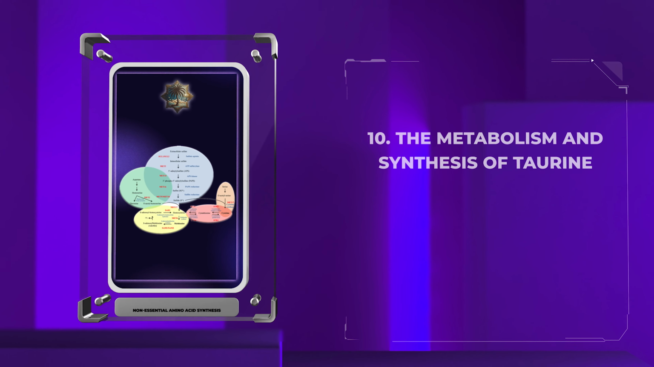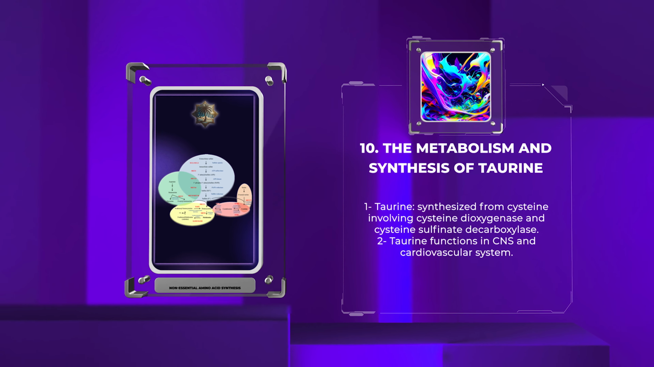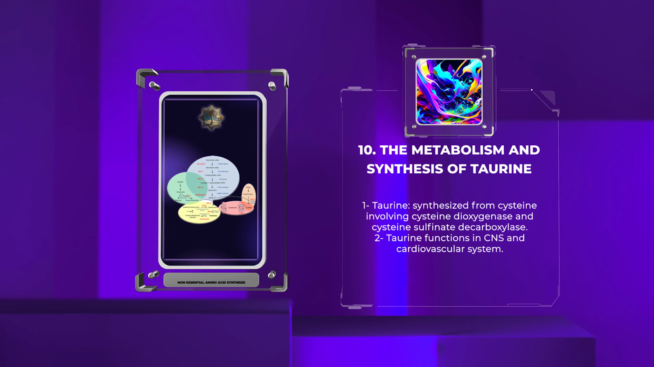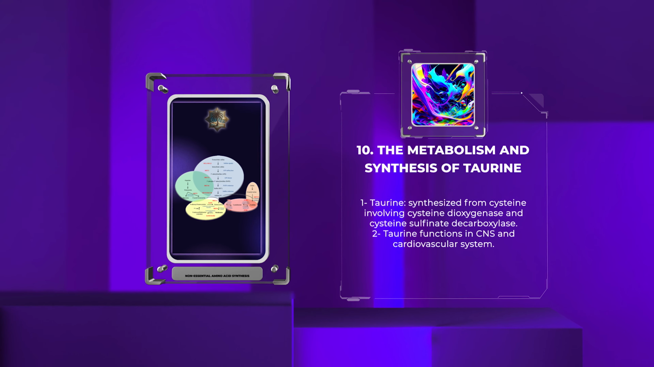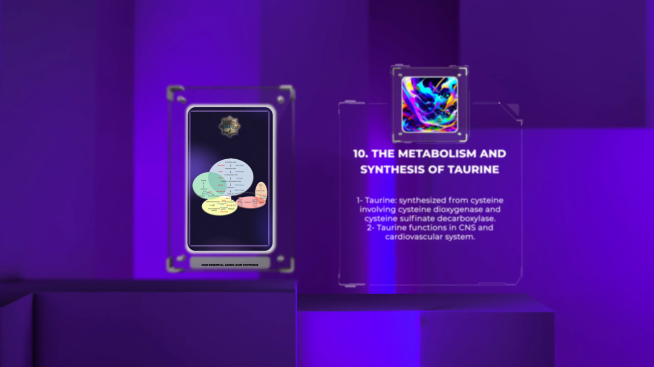Taurine is a unique amino acid that is not incorporated into proteins. It can be synthesized from cysteine through a series of reactions involving cysteine dioxygenase and cysteine sulfinate decarboxylase. Taurine has diverse physiological functions, particularly in the central nervous system and cardiovascular system.